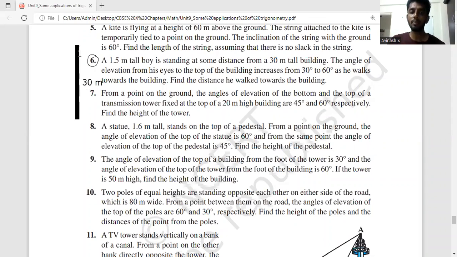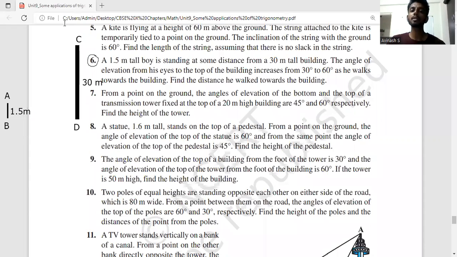And there is another person, a boy whose height is around 1.5 meters, somewhat like this. So this height is 1.5 meters. This is the boy, whatever I have drawn. Maybe I can name it as AB. So AB is the boy and CD is the building.